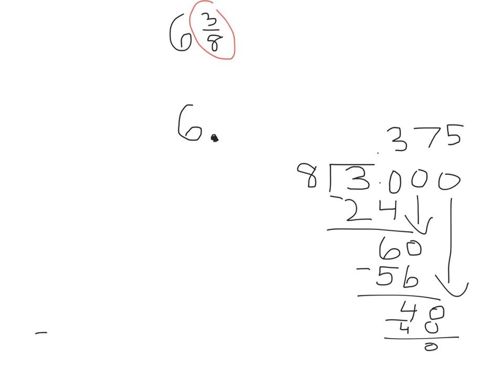So I'm going to write this with my whole number. I can't forget this, because remember we did that earlier. We were starting to write our answer right here. So 6 and 375 thousandths is how I read that. And that is it. Alright, so let's do a different one.